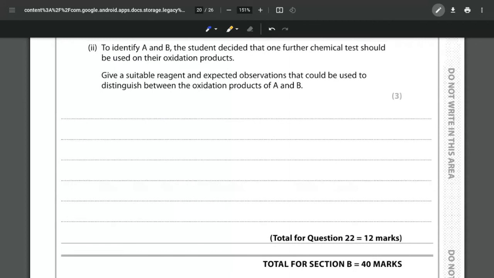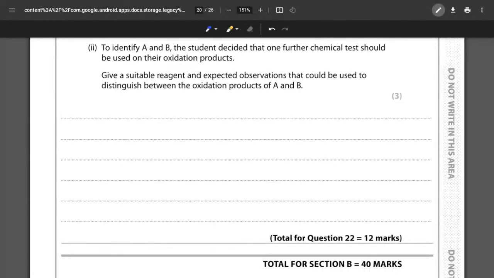And then to identify A and B, the student decided that one further chemical test could be used on their oxidation products. So this is just another way. We've done infrared, we've done mass spectrometry, we're doing oxidation, and these are all different chemical analysis to confirm the identity of A and B. So we want to give a suitable reagent and the expected observations that could distinguish between the oxidation products of A and B. So you want to look at how do you distinguish between an aldehyde and a ketone.